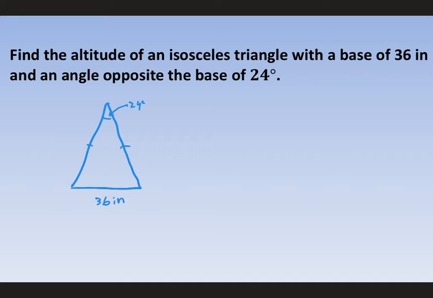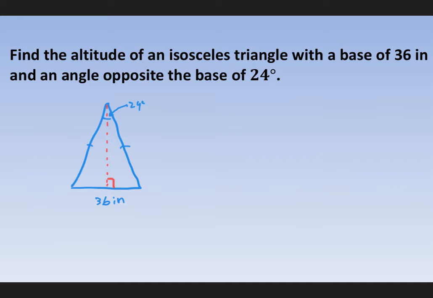Now, some of you might say, oh, well, this isn't a right triangle. We can't do trig. We're kind of stuck. But the nice thing about isosceles triangles is they are symmetric. So what we're going to do is slice this triangle right down the middle. If we slice it right down the middle with an altitude, we create a right angle here, and we've now created two smaller right triangles.